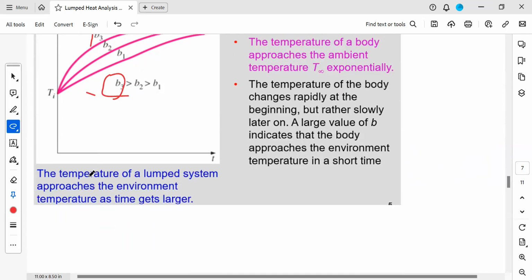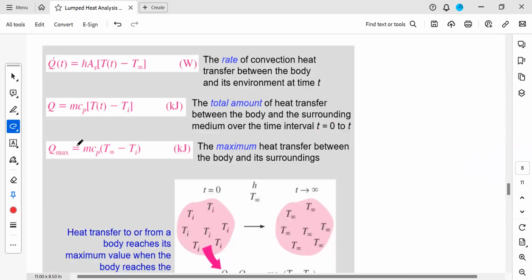Next thing is the heat transfer rate formula at a given time. If you want to find the heat transfer rate, this is the formula: hA times (T minus T infinity), where T is the temperature of the body at the given time. Suppose in between, if you want to calculate the heat transfer for the interval 0 to t, it is mCp times the final temperature minus the initial temperature. So this difference will give the total amount of heat transfer between 0 and t, initial and final.